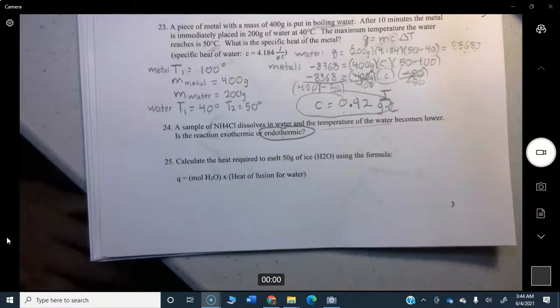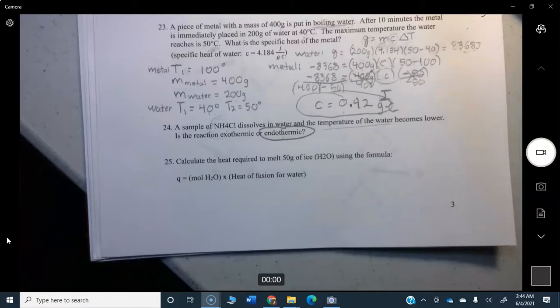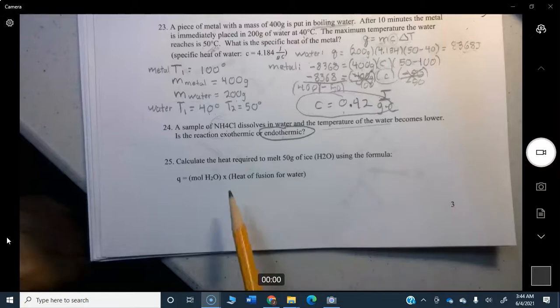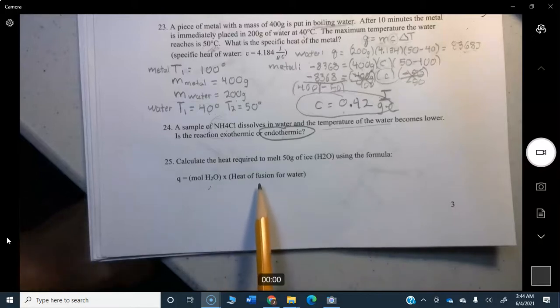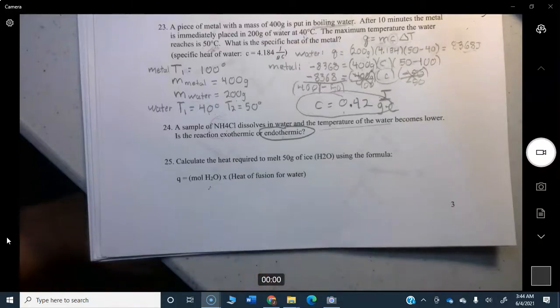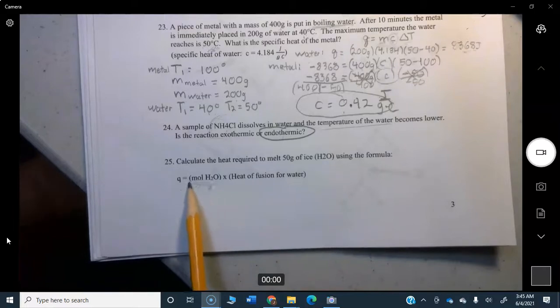Okay, calculate the heat required to melt 50 grams of ice, H2O, using this formula. Okay, this is called the heat of fusion, and it's the heat that it takes to either melt a certain amount of ice into water, or to freeze a certain amount of water back into ice. And the formula is very simple. It's the moles of the substance times the heat of fusion.